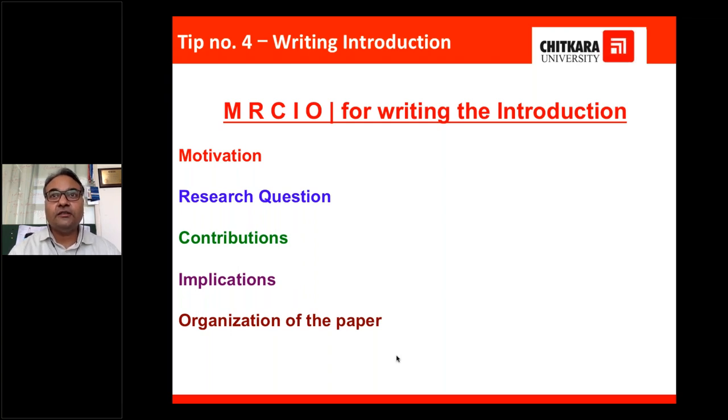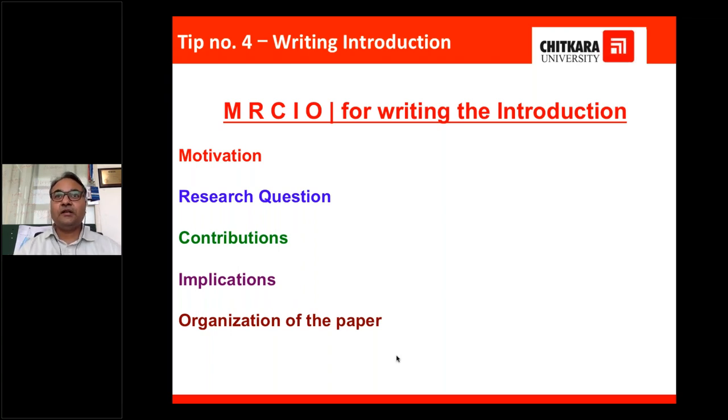So for the introduction, again, there is a formula. Like there is a formula for writing the title, there is a formula for writing the introduction as well. And the formula is MRCIO. It means you are supposed to write the motivation for carrying out that particular research, the research question, the contribution your research has made, and the implications of this research. And in the last paragraph, about four sentences on how your paper has been organized.